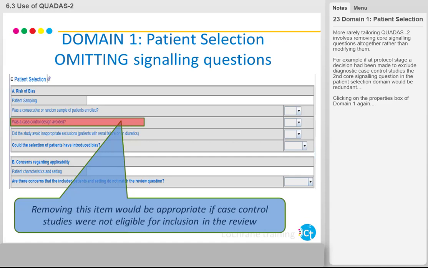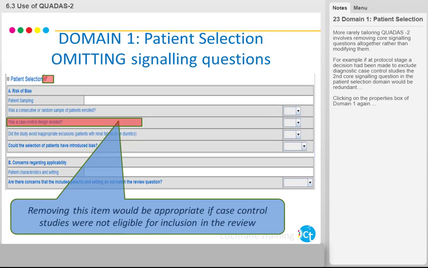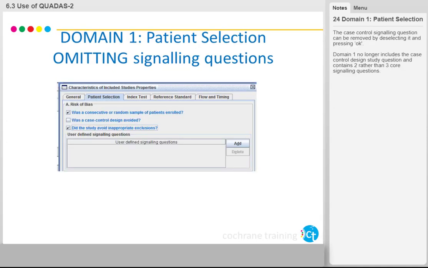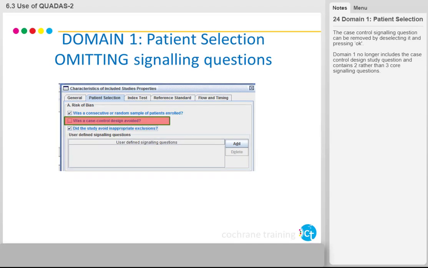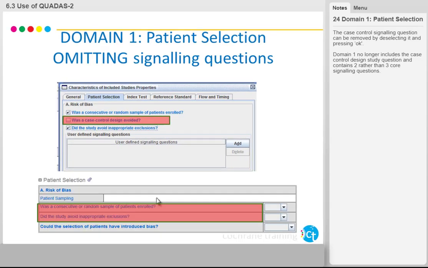Clicking on the Properties box of Domain 1 again, the case control signalling question can be removed by deselecting it and pressing OK. Domain 1 no longer includes the case control design study question and contains 2 rather than 3 core signalling questions.